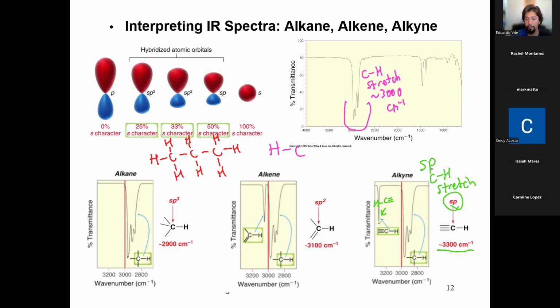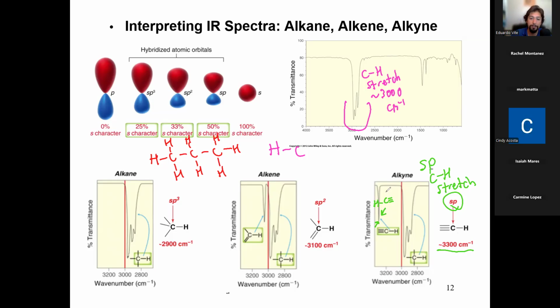And it's a medium sharp peak. You can kind of see it right here. There's actually not even medium. I would call that weak. That's a weak sharp peak. And it's more to the left of the CH stretches at 3000 because the triple bond is stronger. You should see the wave number be bigger.